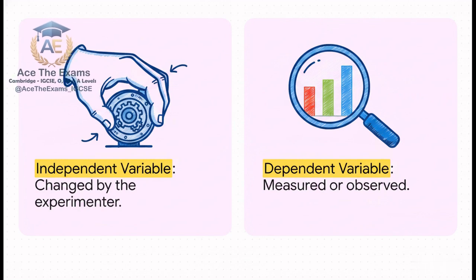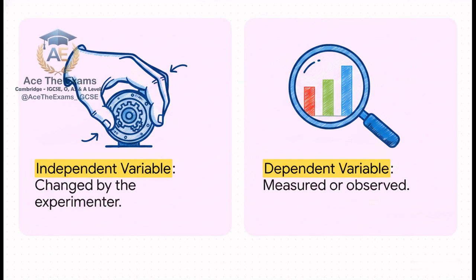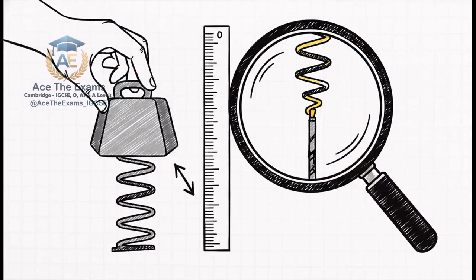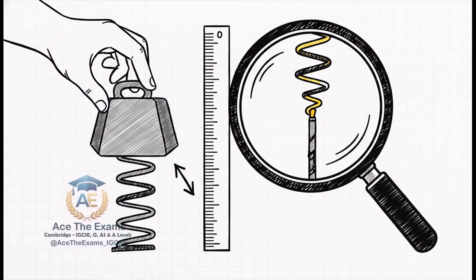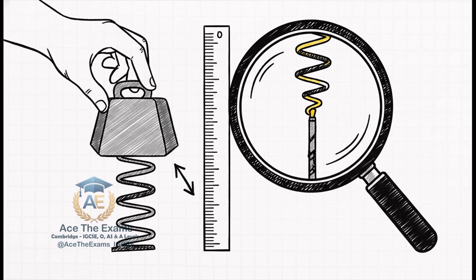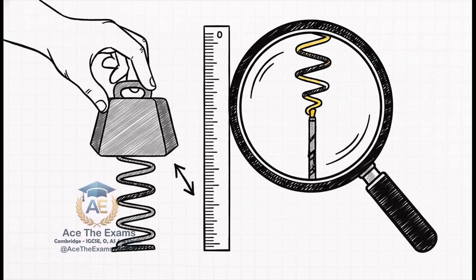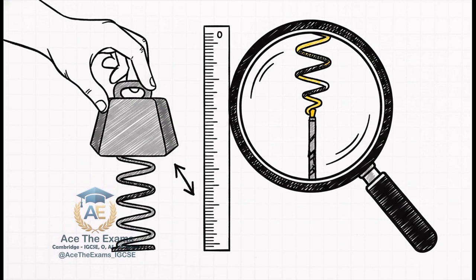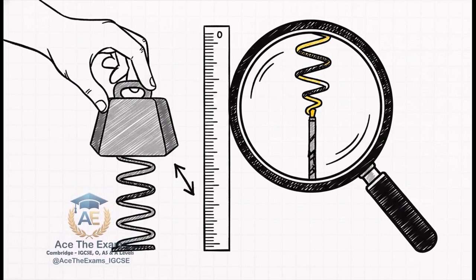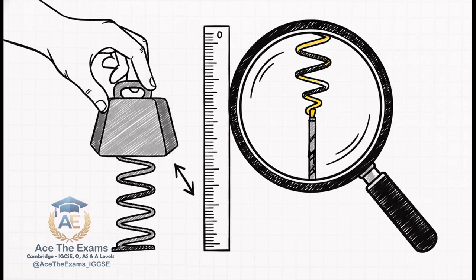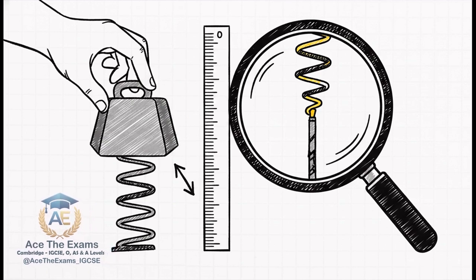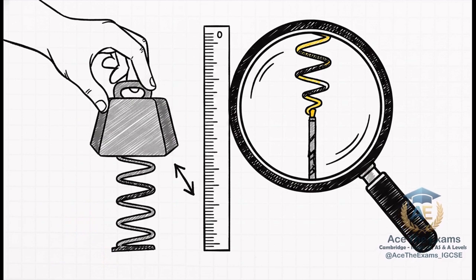The dependent variable, on the other hand, is what is measured or observed as a result of that change. It strictly depends on what you just did. Let's look at a classic Cambridge scenario to make this concrete. Think about when you're testing a spring for Hooke's law. You decide the force, or the load, to apply. You are physically choosing to add a 1 Newton weight, then a 2 Newton weight. Because you choose those specific weights, the force is your independent variable. The resulting extension of the spring, how far it stretches before it snaps back and hits your finger, that's the dependent variable. That is the actual data you are measuring with your ruler to see the effect.